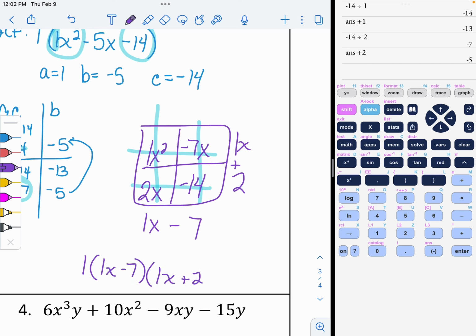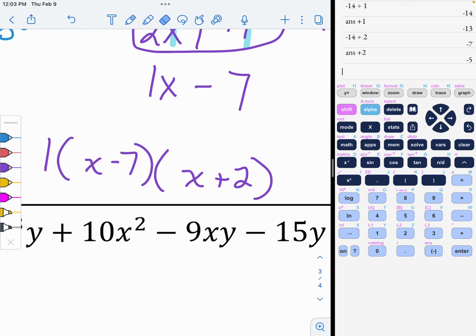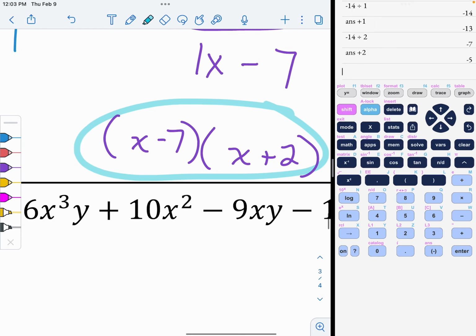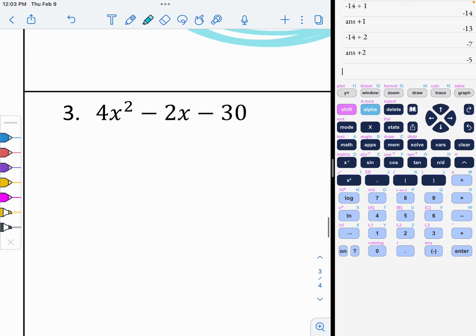add 2. Let's remember, though, that the keystones will not have the coefficients of 1, and they won't have a GCF of 1 because it's not a thing. So it is technically the greatest common factor, but we don't state it. It's implied. So my final answer is just the product of two binomials, two factors, x minus 7 and x plus 2. Now it's time for number 3.